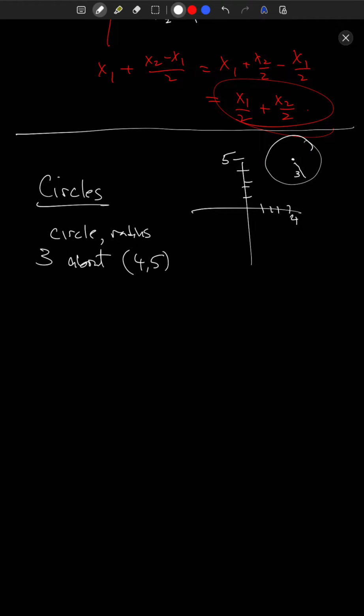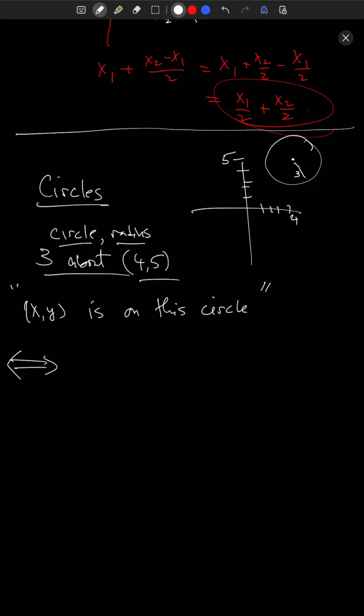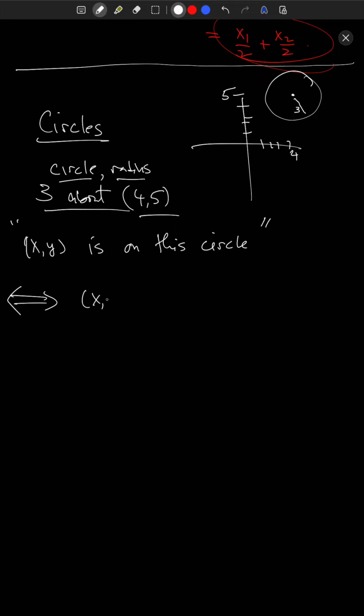So what would be the formula for this circle? Well, if we think about what a circle is, we can just pop it right out naturally using the idea of the distance between 2 points, which again boils down to the Pythagorean theorem. All right. So what is a circle? Well, a circle of radius 3, about 4, 5, right? So let's say x, y is on this circle. So this statement here, x, y is on this circle, that's equivalent to saying x, y is a distance of 3 from 4, 5.